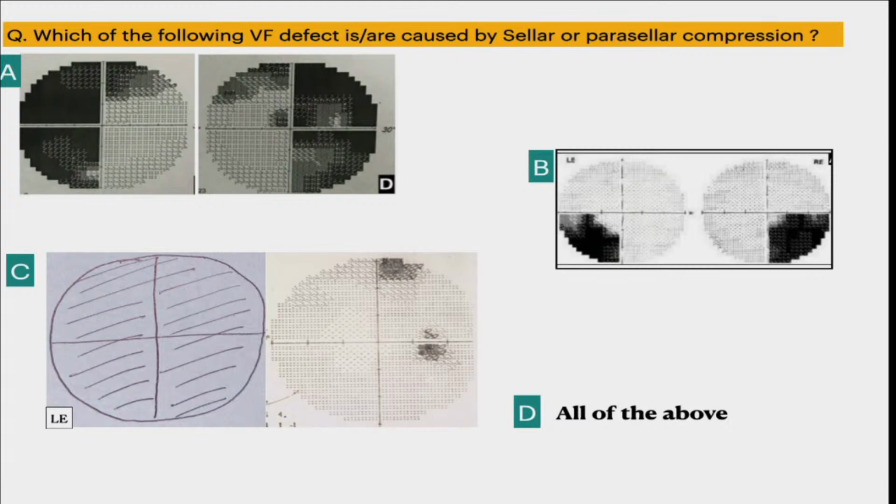Okay. So which of the field defects is caused by a sellar or a parasellar compression? Just watch carefully. A, B, C, D choices. Don't be in a hurry, see all the things. Actually, all of the above.